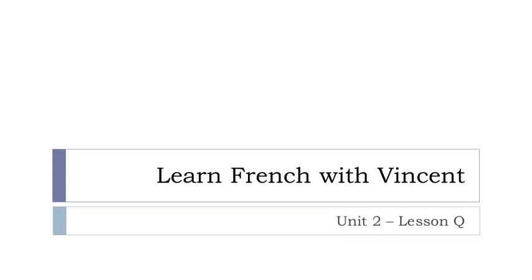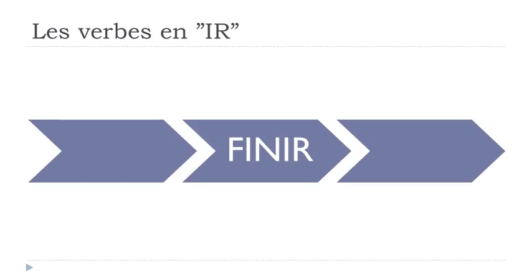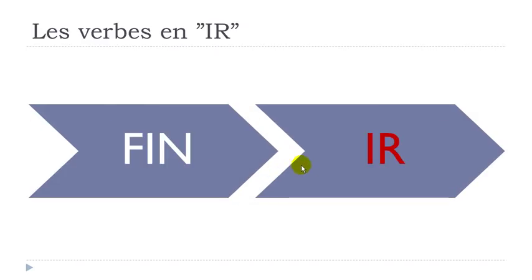This is Unité 2, Leçon Q. And in this lesson, we'll see how to conjugate the verbs ending with IR. So not all the IR verbs belong to the second group, but some of them. And then we'll see how to conjugate them in the present. Okay, so we'll take an example. The example is finir. Finir means to finish. Okay, and you can see that it's ending with IR, all right? So we'll do it like that.